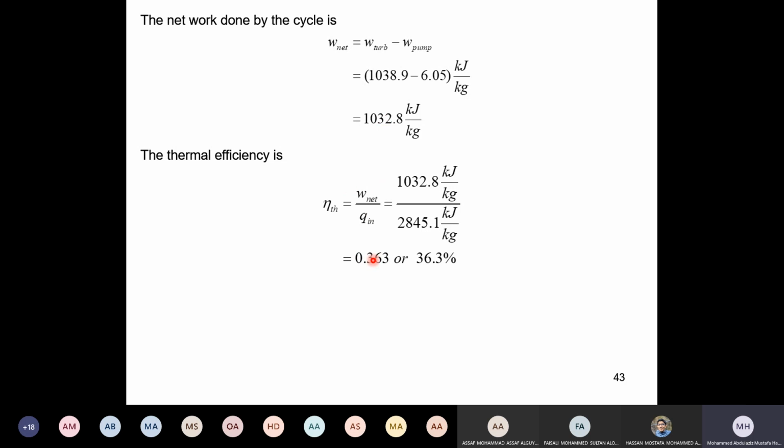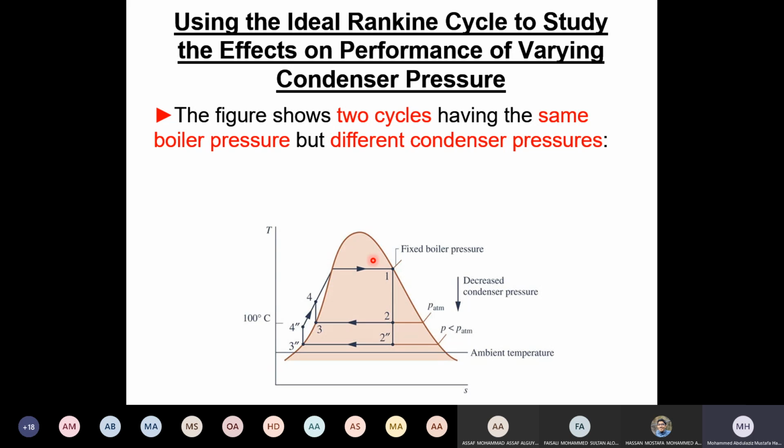So this is the first step here. We have the simple ideal cycle, and we had an example in it, so you should be expert in calculating that. This is the first step we have in this chapter: to see how we calculate the simple ideal cycle, and then how we calculate the properties.